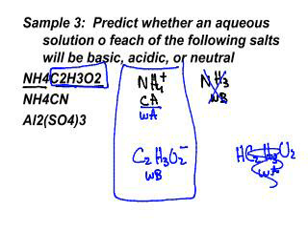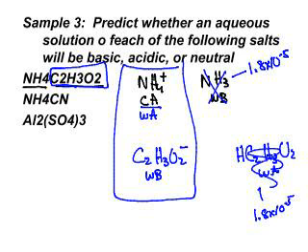Who wins? The one with the bigger K. So we must look at the K. We have a tricky question here. We should have probably done this third. Oh well. What is the Kb of ammonia? 1.8 times 10 to the negative 5. And the Ka of acetic acid is 1.8 times 10 to the negative 5.